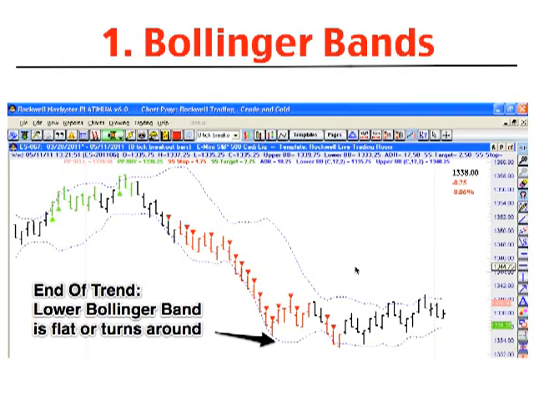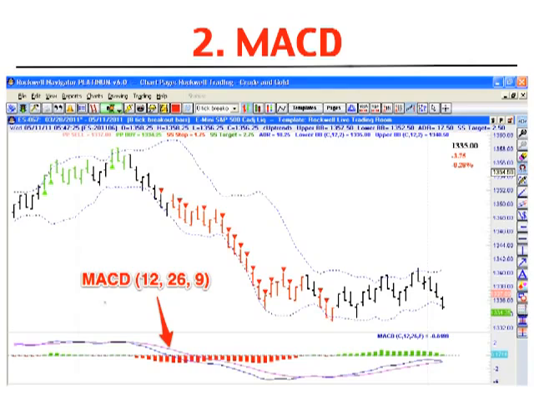You will be amazed. Now let's move on to the next indicator that I like to use, which is the MACD. So the MACD is the moving average convergence divergence and plotted below the chart. And I'm using the standard settings of 12, 26, and 9 for this indicator. And here's how I use it.